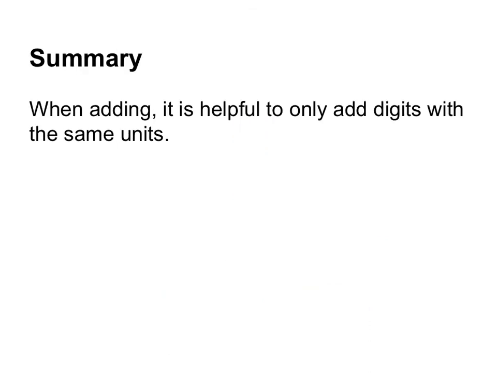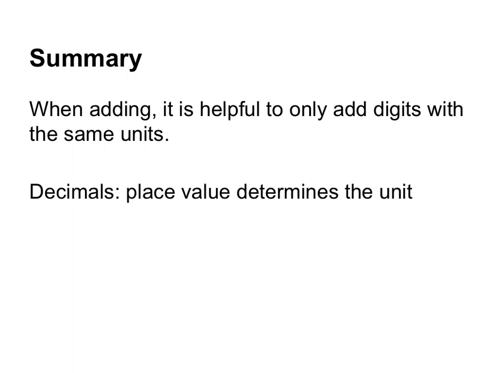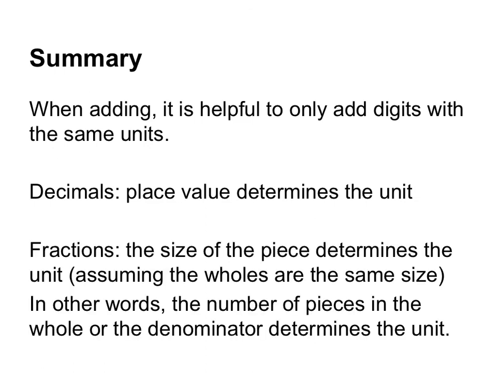Summary. When adding, it is helpful to only add digits with the same unit. And we're going to stress that word unit. When we're talking about decimal form, the place value determines the unit. Whatever place value that digit is sitting in, that determines the unit. In fraction form, the size of the piece determines the unit. And we are assuming that the wholes are the same size. We assume that unless they tell us differently.